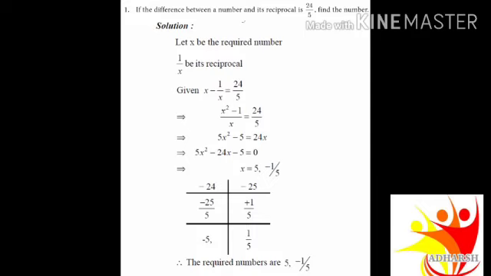So therefore we get the numbers minus 25 into 1. So minus 25 divided by 5 equal to minus 5, and 1 by 5. The number is 5 and the reciprocal is minus 1 by 5. That is the answer.